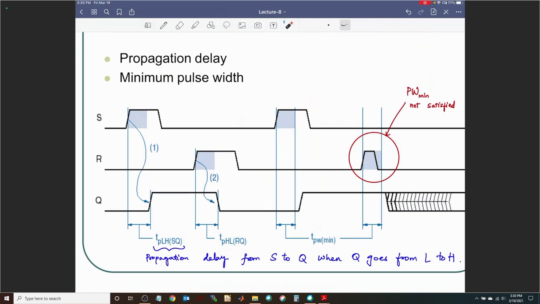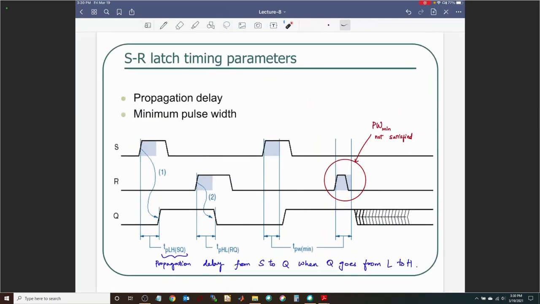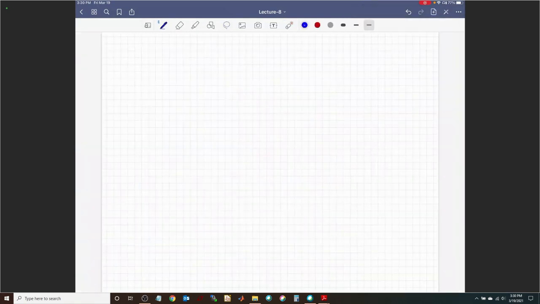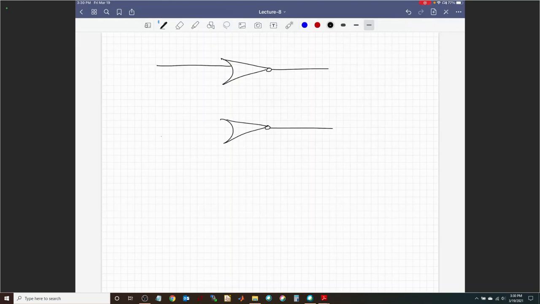So let's try to capture this pulse width not being satisfied situation with the cross-coupled configuration again. So what I'll do is I will quickly draw my cross-coupled configuration. Excuse the straight lines, these are not going to be very straight. All right. So this is my SR latch. I've called them R here, S here, Qn here, right? This is our SR latch.